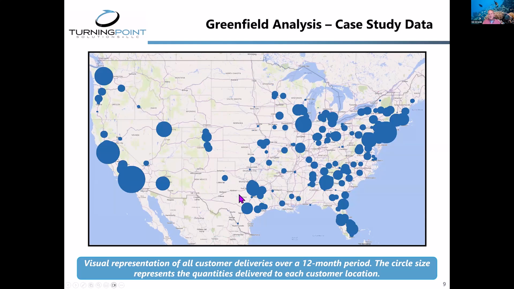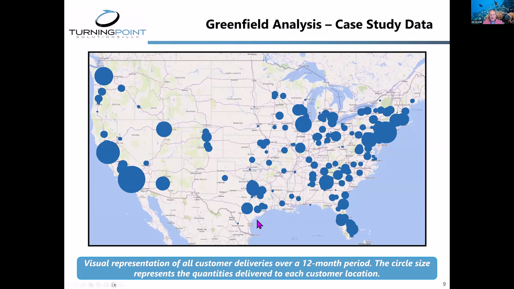What this figure represents is all of the customers, and every dot is a customer, and the size of the dot represents the weight that each one of these customers received over a 12-month period. In a minute, when we go to the spreadsheet, I'm going to show you the data requirements to do this, but this is just what it looks like visually.